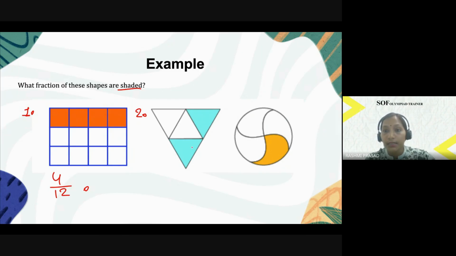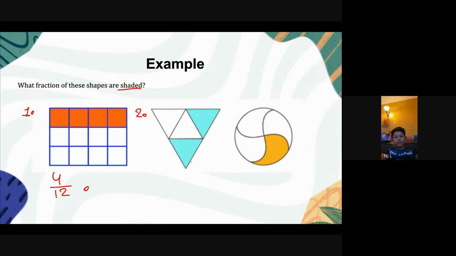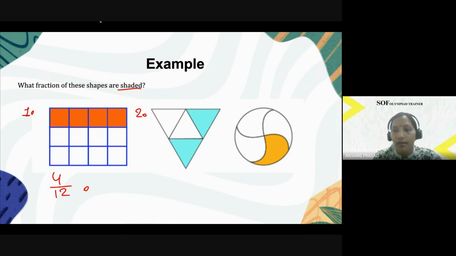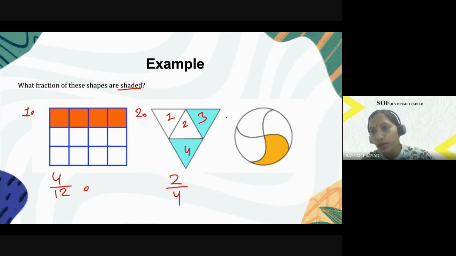Can you quickly give me the answer for the second one? First count the total parts and then count the shaded part. 2/4. 2 by 4. Okay. You don't have to unmute, guys. I will call your name. 2 by 4 is absolutely correct because there are total 4 parts, 1, 2, 3, 4, and out of 4, 2 are shaded.